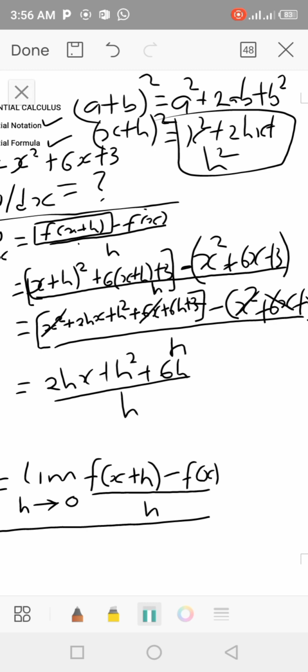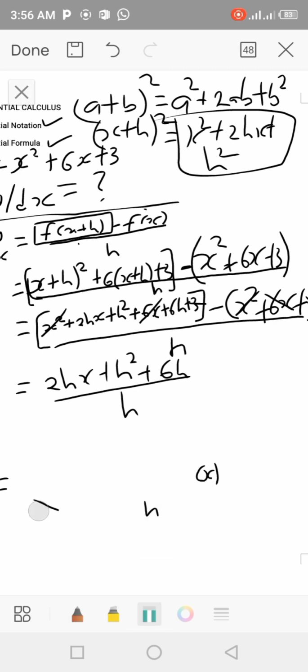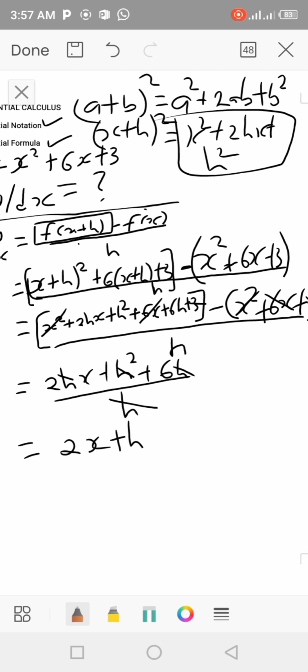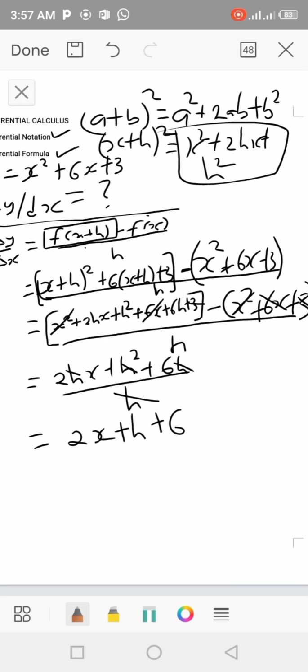So now you can cut h in each term at the denominator. Cut h here, cut h here, cut h here. So you have 2x plus h plus 6.